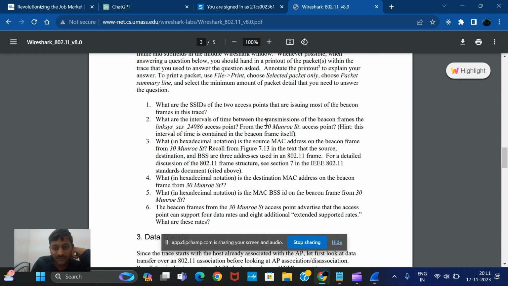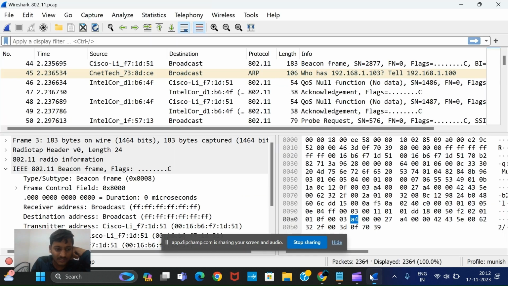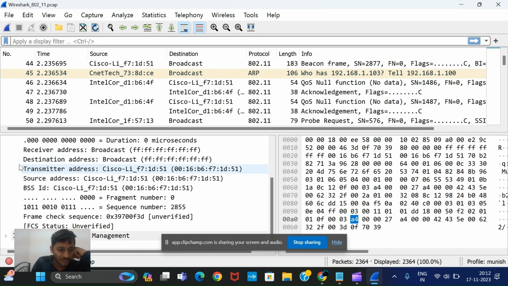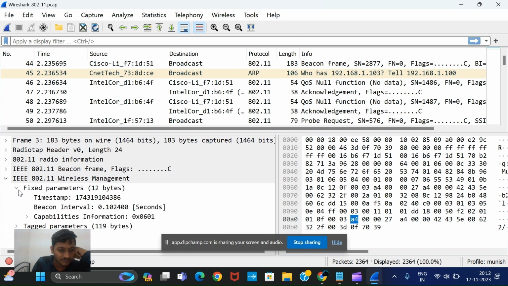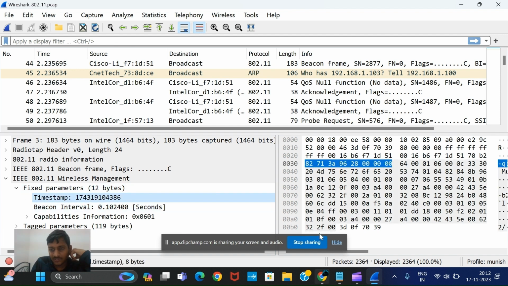And what are the intervals of time between the transmission of the beacon frames from the Linksys 24086 access point and from the 30 Munroe St access point? Hint: this is the interval of time contained in the beacon itself. Just go to IEEE 802.11 wireless management; they asked just for the time interval. Here you may see the timestamp. This is the solution of the second answer. The first answer is the SN numbers, and the second answer is the timestamp.